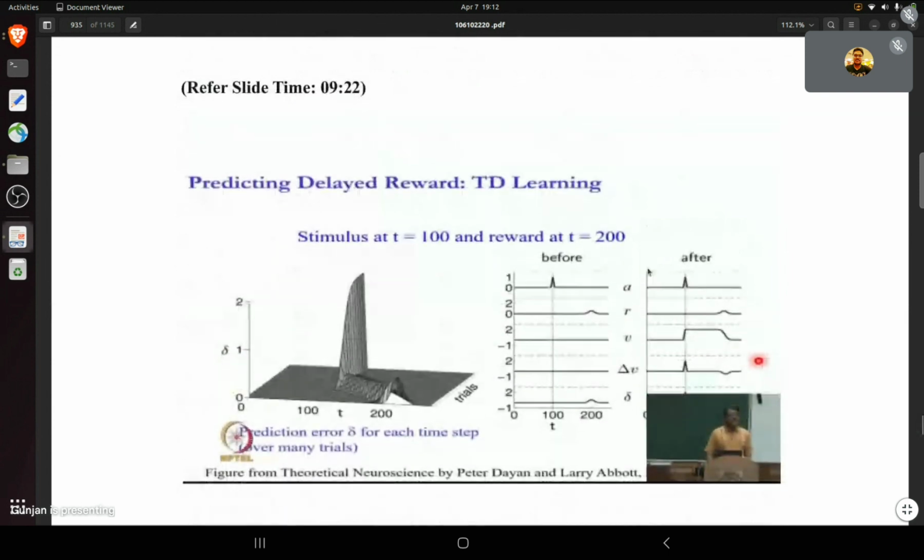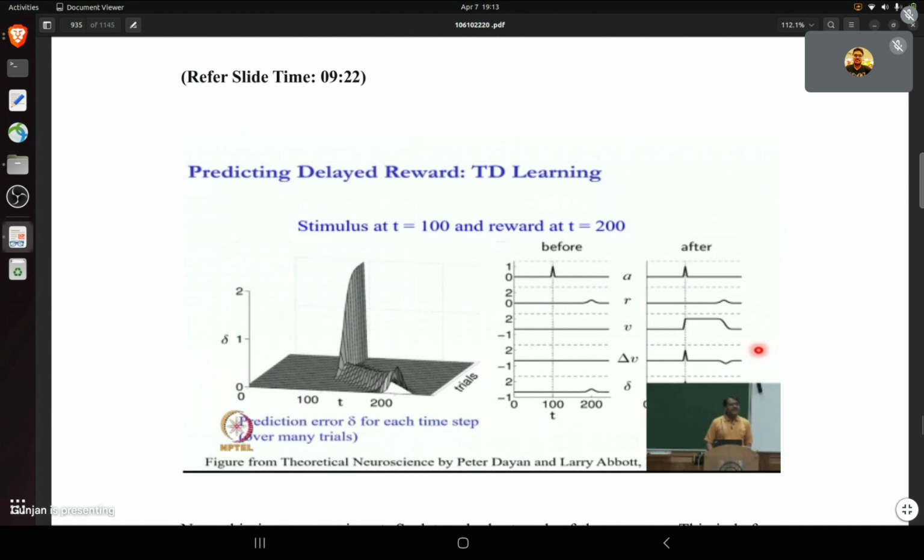And how are they computing delta V? Delta V is the differentiation of V with respect to time: V(t+1) minus V(t). So from here it went to zero, then it reversed and went the other way, because the slope is going down. But the problem is, what do V, R and A represent?